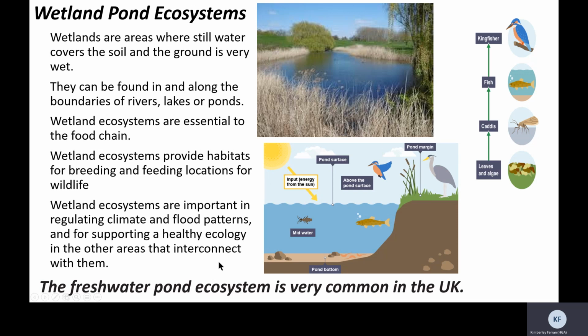Wetland ecosystems are important in regulating climate and flood patterns and for supporting a healthy ecology in other areas that interconnect with them. So all the different ecosystems that interconnect to support healthy ecology for all the plants and animals.